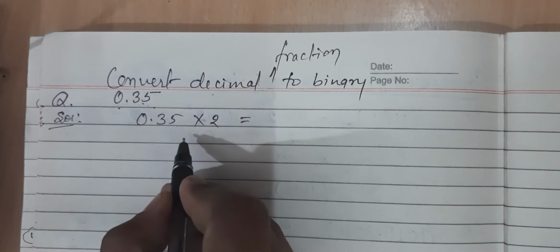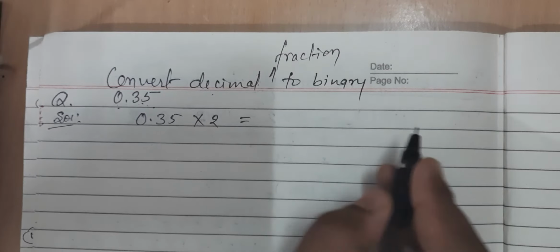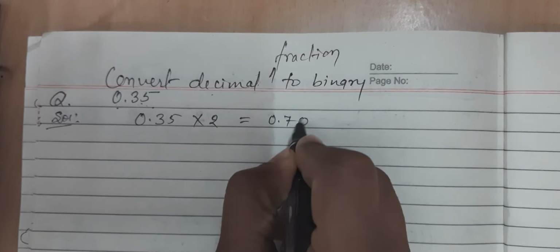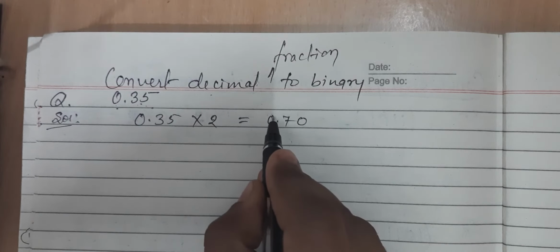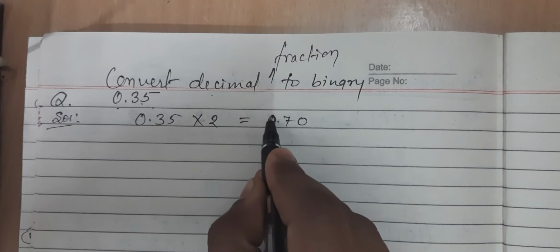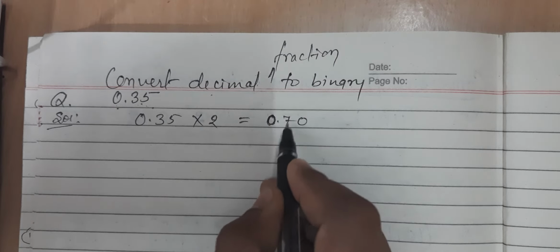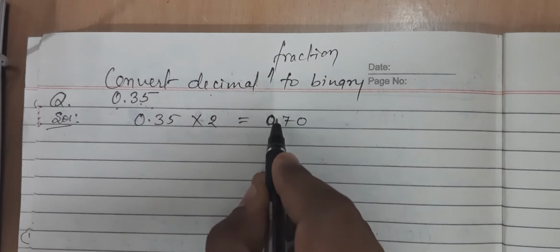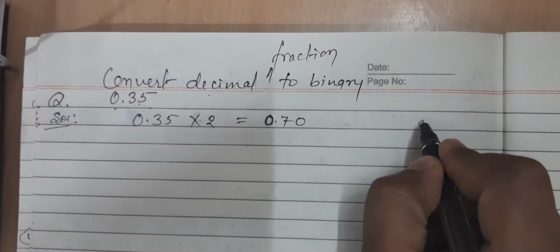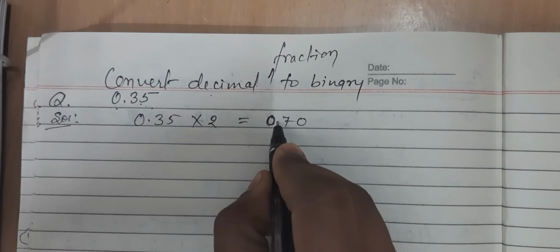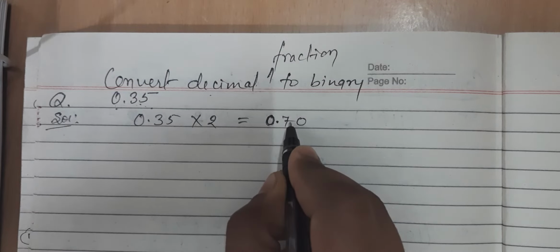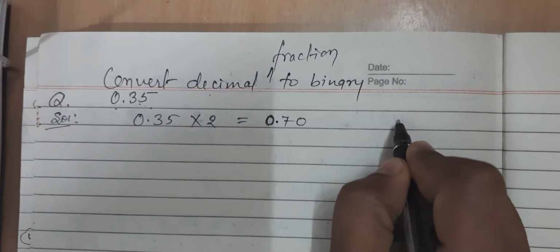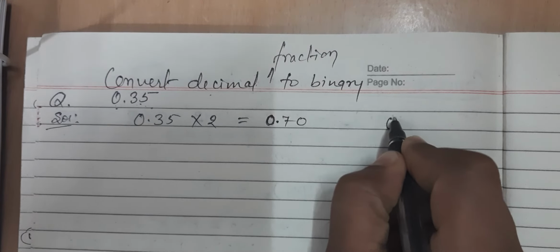When you multiply 0.35 by 2, we will get 0.70. Here, carry means if you get any number in the integral part position, that is the carry, and we will write it here. So no carry. Suppose we get 1.7, then we will write 0.7 and write this 1 as a carry. So here no carry, so 0.